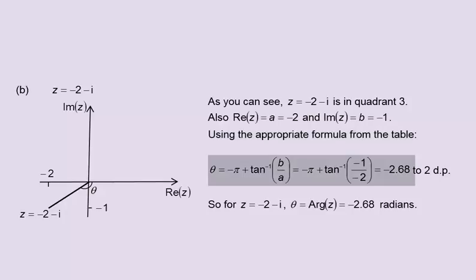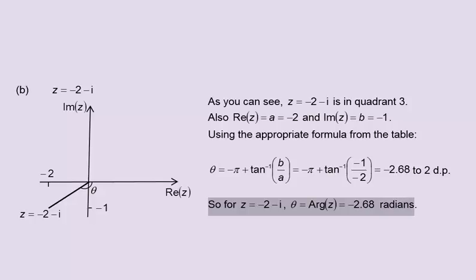theta equals minus pi plus the inverse tan of b over a, which equals minus pi plus the inverse tan of minus 1 divided by minus 2, which equals minus 2.68 to 2 decimal places. So, for Z equals minus 2 minus i, theta, or the argument of Z, equals minus 2.68 radians.